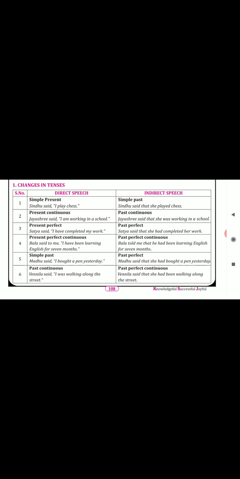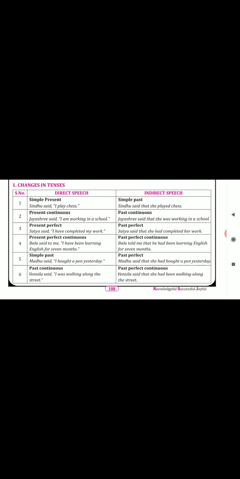And then present perfect continuous becomes past perfect continuous. Now with the example: Bala said to me, "I have been learning English for 7 months." So in indirect speech, Bala told me that he had been learning English for 7 months. Here, "I have been learning" is a present perfect continuous tense verb. So in indirect speech, it becomes past perfect continuous. The verb is had been learning.